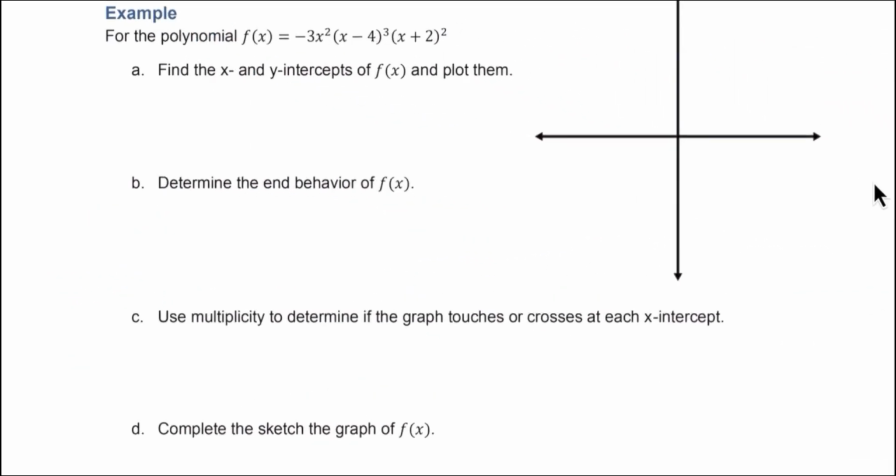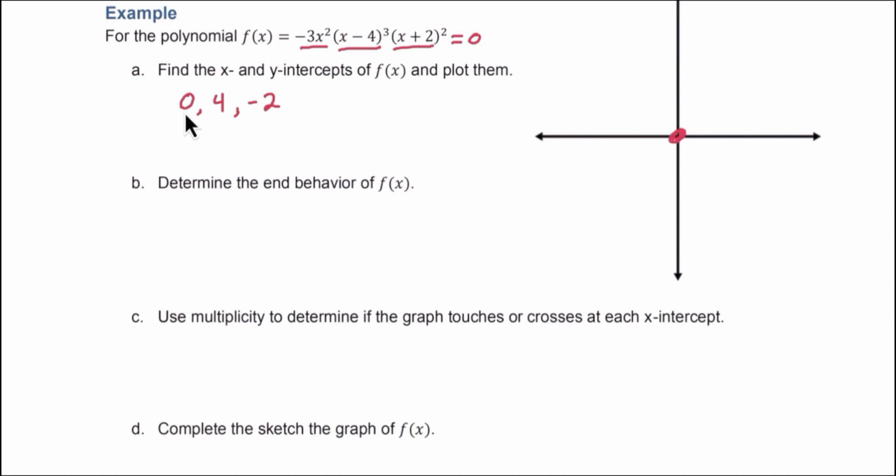In our next example, notice it's already in factored form. That's going to be helpful for us. To find the x-intercepts, we set the original equal to 0, set y equal to 0, or in this case, set f equal to 0. And that means our first factor is going to generate an x-intercept of 0. This second factor will generate an x-intercept of 4. And then the last one will generate an x-intercept of -2. And since 0 is already one of our x-intercepts, we know that that's going to be the y-intercept as well.